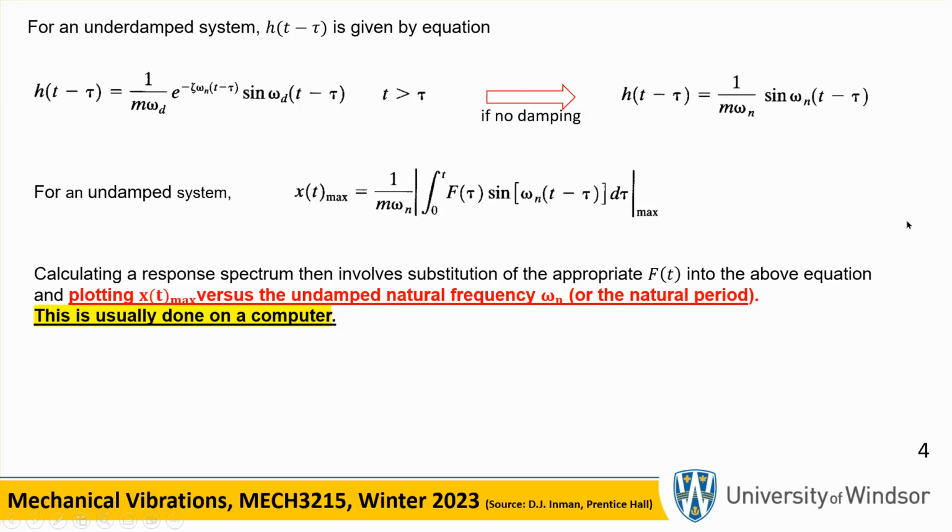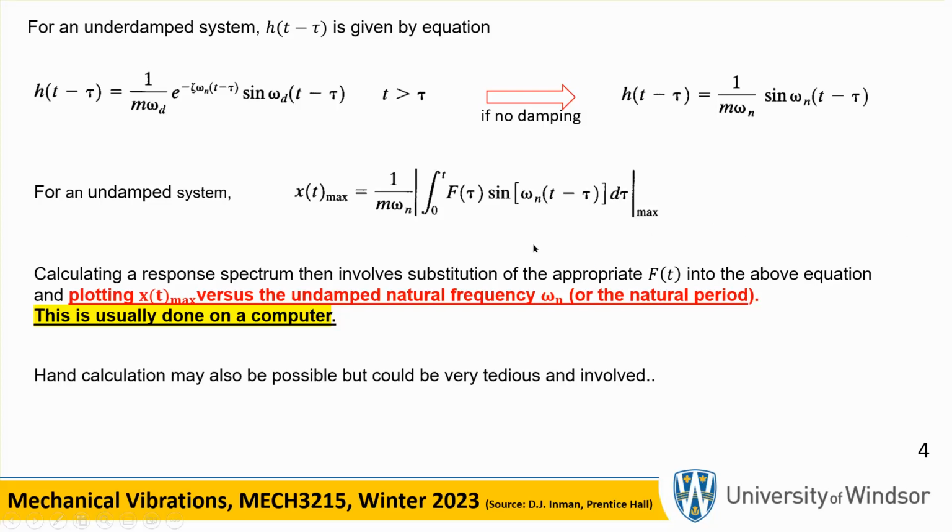We don't have a driving frequency here. This is an arbitrary function f of tau, which in our case is a suddenly applied load. So don't try to do x max versus R. It is x max versus omega n, or 2 pi over omega n, for example, which is some kind of period. Essentially, on the horizontal axis, we want characteristics in terms of omega n or something related to it.